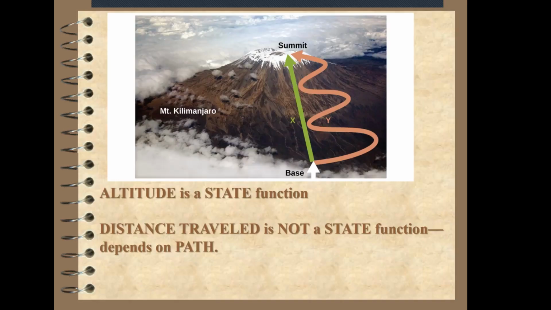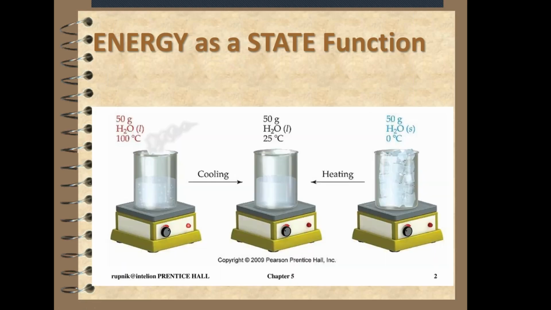So you can clearly see that altitude is a state function. The distance is not. It's a path, because the distance this guy took is much less than the distance this guy went. However, they end up at the same altitude. So altitude is a state function. It doesn't matter how you did it. You got to the top, okay? And the reason why we want to emphasize that is because energy is a state function.